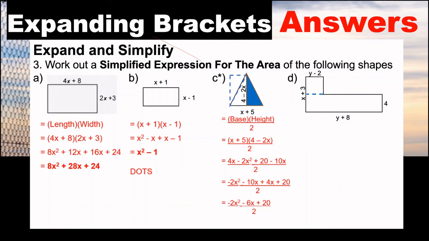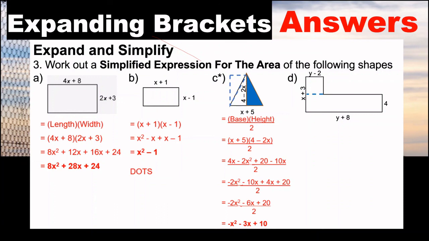And just as one value multiplied by all terms inside a bracket, a fraction where all terms are over 2 means each of those terms is being divided by 2. So we'll do negative 2x divided by 2. Negative 2 divided by 2 should be negative 1. Negative 6x divided by 2. Negative 6 divided by 2 is negative 3, so negative 3x. And 20 divided by 2, which is 10. So we've got negative x squared minus 3x plus 10.